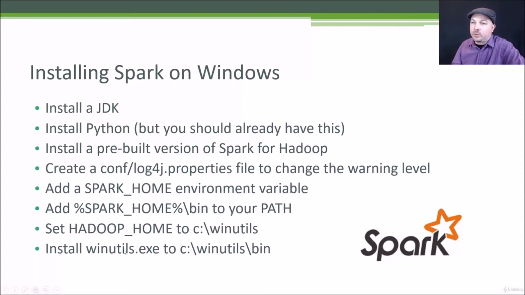Finally, on Windows, there's one more thing we need to do. We need to set a Hadoop home variable as well, because it's going to expect to find one little bit of Hadoop, even if you're not using Hadoop on your standalone system. And then we need to install a file called winutils.exe to that path. And there's a link to winutils.exe within the resources for this lecture, so you can get that there. So if you want to walk through it in more detail, we can do that.